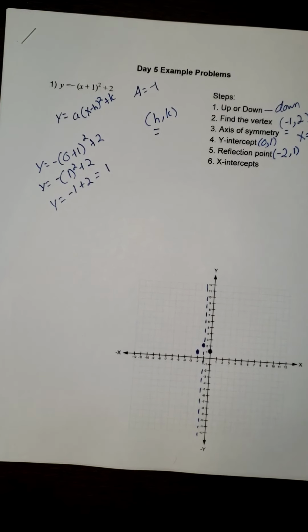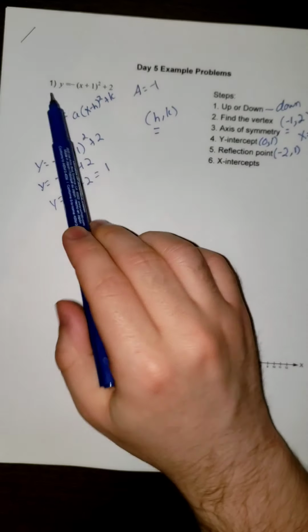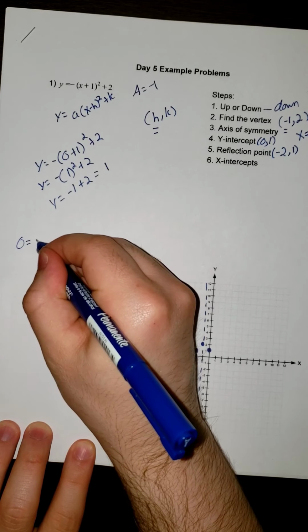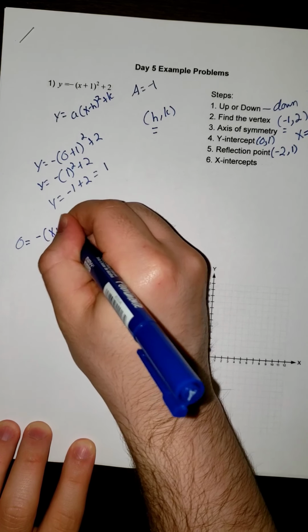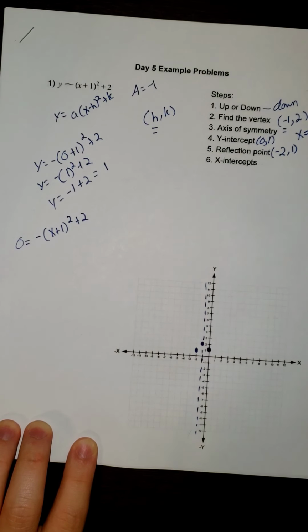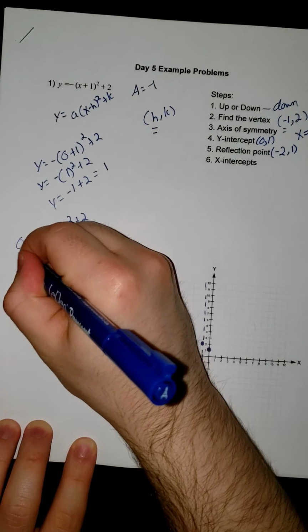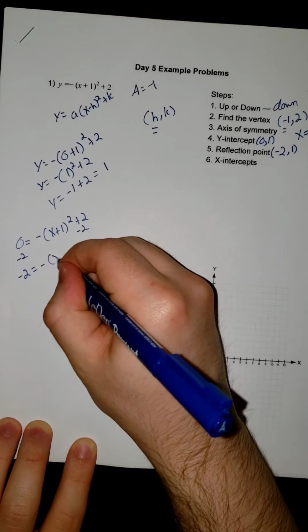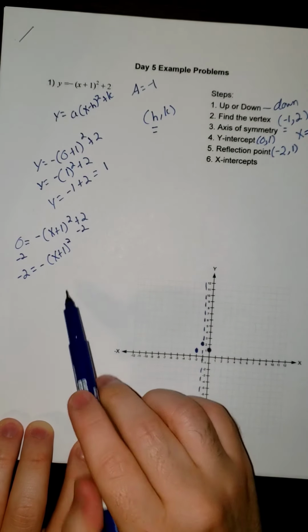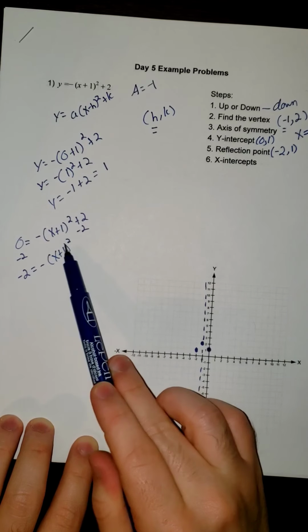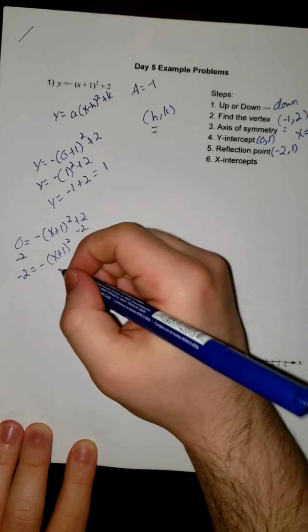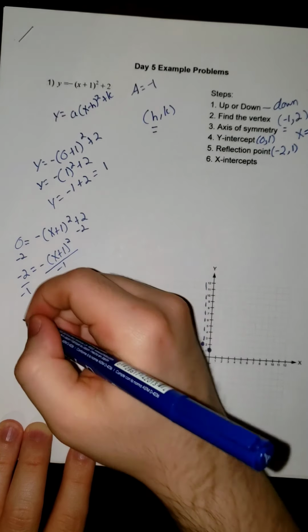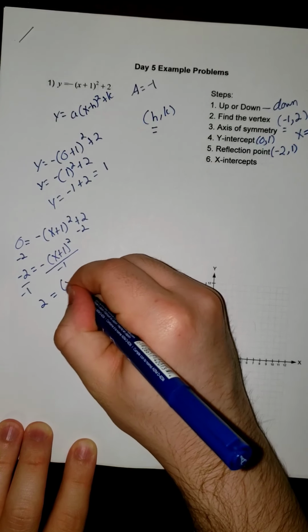Finally, you want to find the x-intercepts. For that, what you want to do is you want to set y equals 0 and solve for x. Alright, so first thing we'll do is subtract by 2 on both sides, excuse me. And since our goal is to get x by itself, I'm trying to get everything over here besides x over here. I'm going to divide both sides by -1 to get rid of that negative sign right there. So we get 2 equals x plus 1 squared.